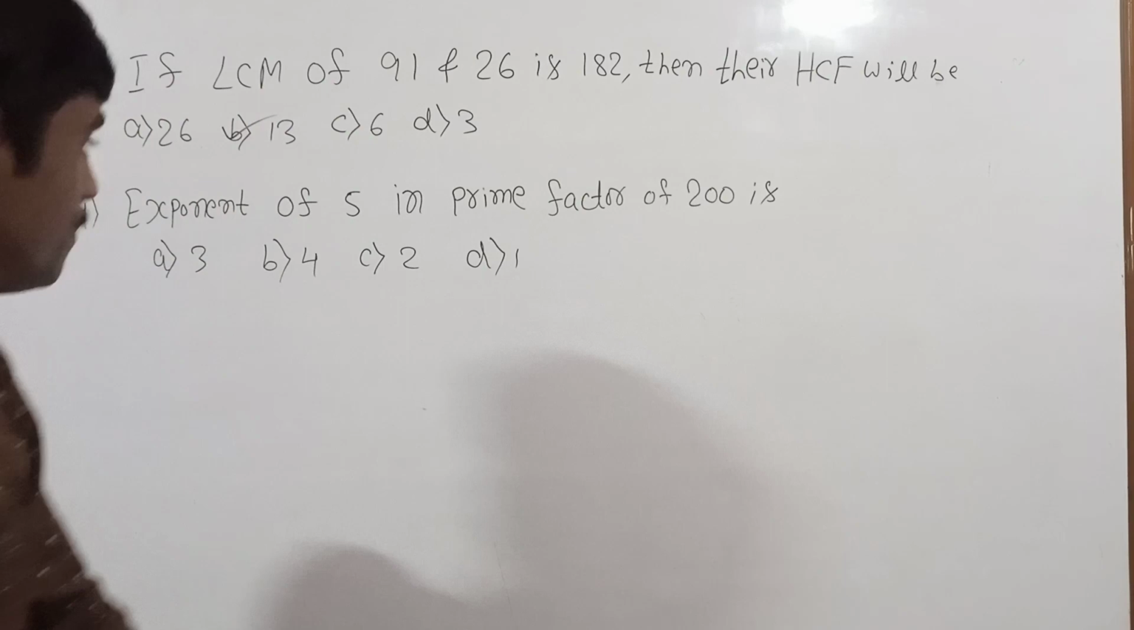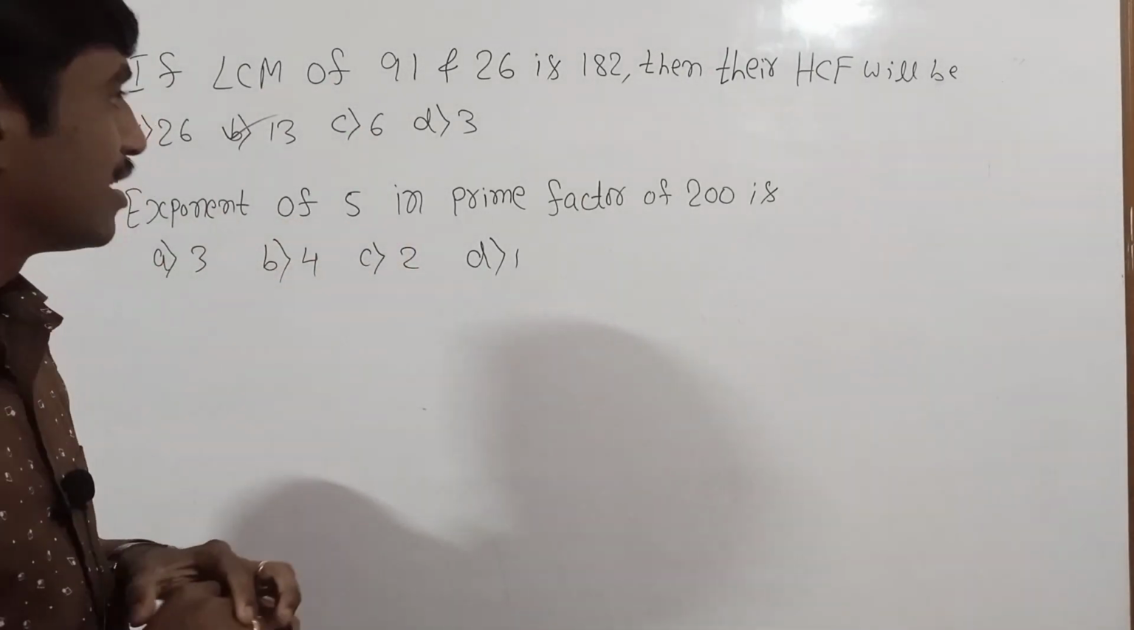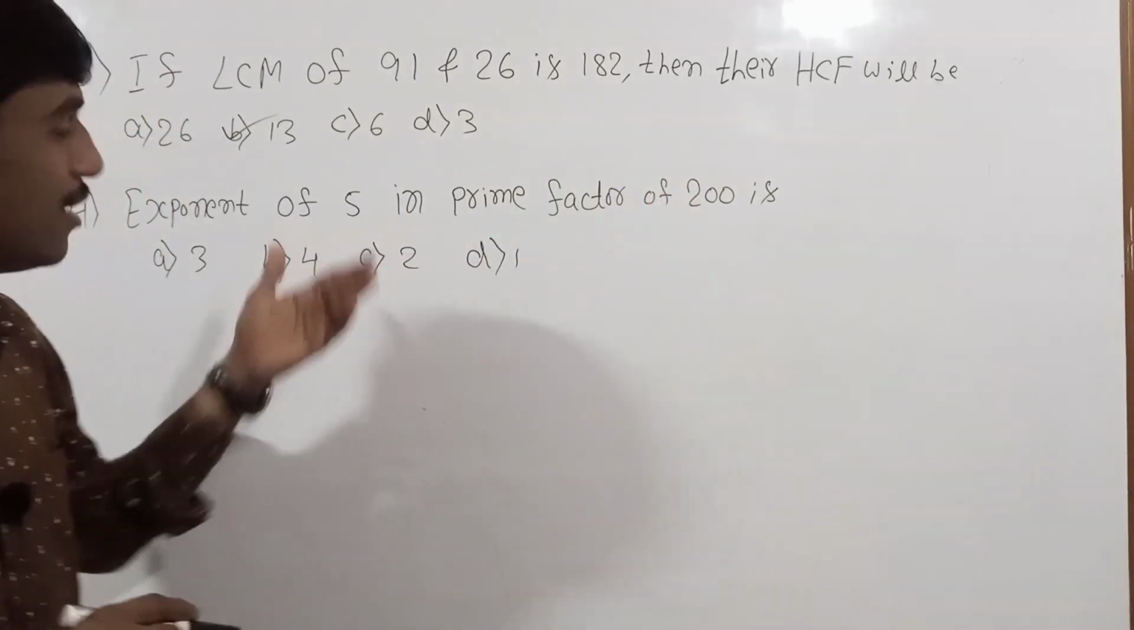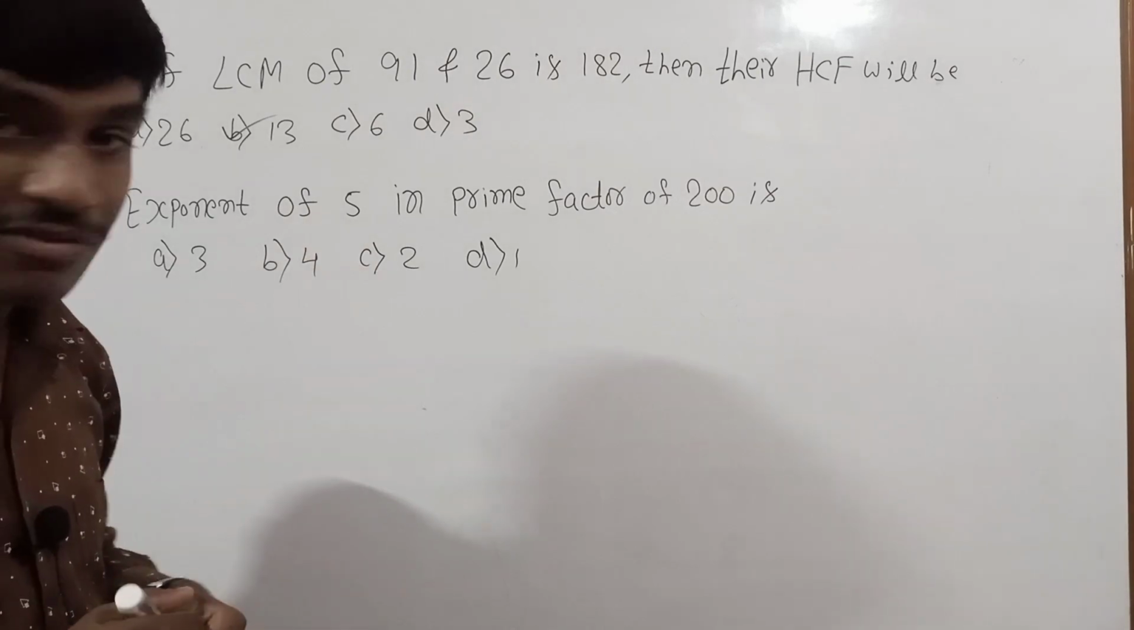The next question now here is the exponent of 5 in the prime factors of 200. That is, in the factors of 200, there will be a factor 5. What will be the exponent of that? That means the power of 5 that we need to find.